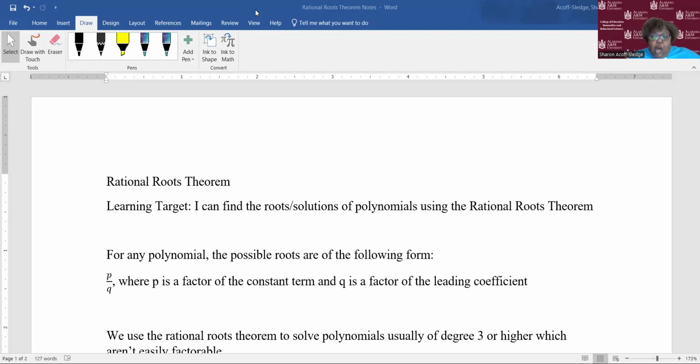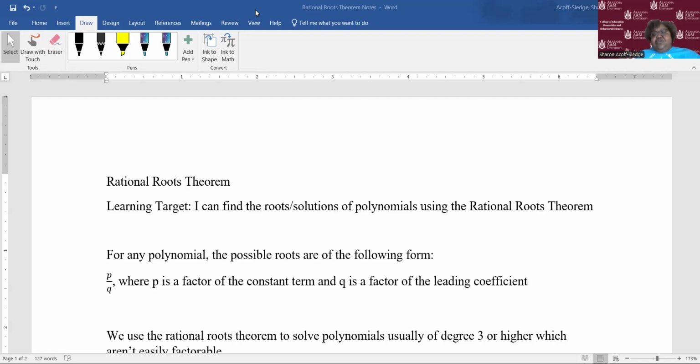As you can recall, we have already been finding the roots and solutions of polynomials by graphing, by factoring, and different things like that. So this time, this is for polynomials that have a degree of 3 or higher, and it's not easily factorable, then we use the rational roots theorem.